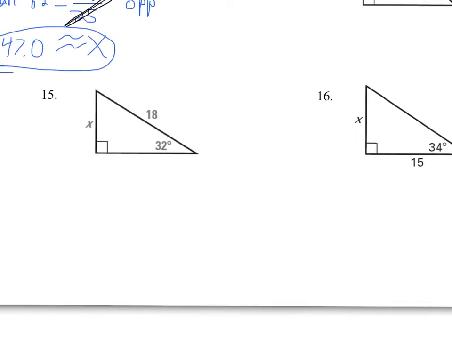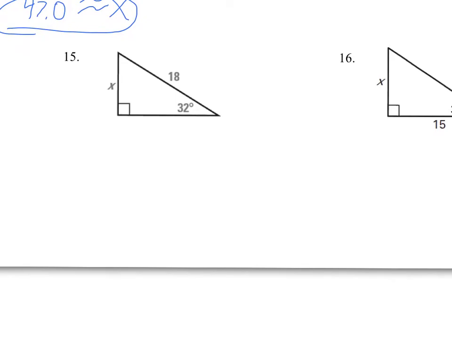All right, number 15. So here we're looking at this from 32 degrees point of view. So 18 is the hypotenuse, and x is the opposite. So which function involves hypotenuse and opposite? That would be sine. So I can say sine of 32 degrees is opposite over hypotenuse, so x over 18.